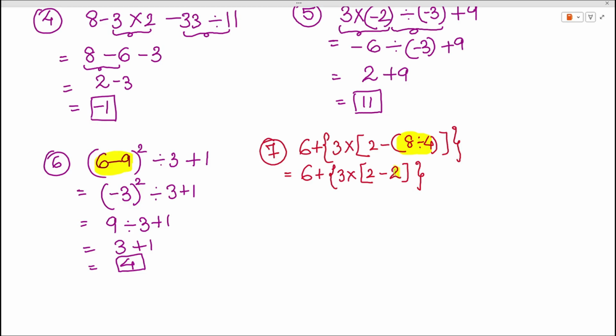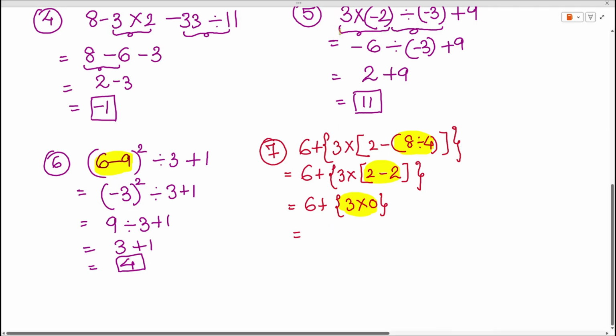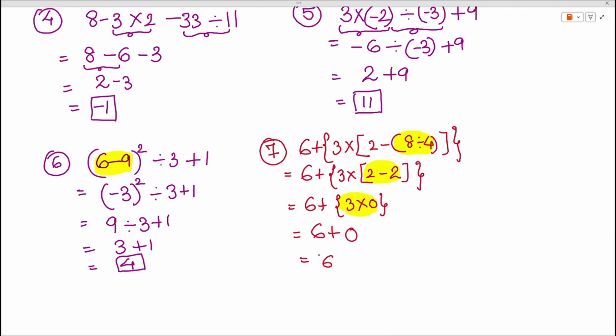Now we can see that this is the inside bracket now which needs to be solved. So this is equal to 6 plus 3 times 2 subtract 2 is a 0. And now we need to solve the next bracket first. So we start with the innermost bracket and we keep moving outward. Now this is 6 plus 3 times 0 is a 0 and 6 plus 0 is equal to 6.